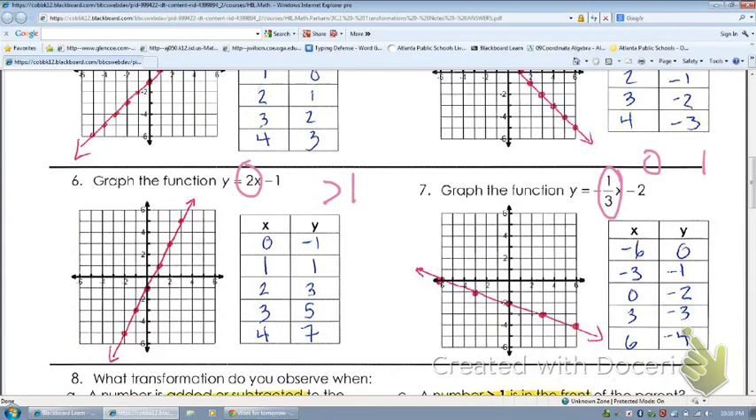So we know 1/3 is in between 0 and 1, so it's going to be shrinking. When we say shrinking, think of flattening out, okay? Again, if that number is greater than 1, we know it's stretching like a rubber band. If it's in between 0 and 1, you know you're flattening it out.